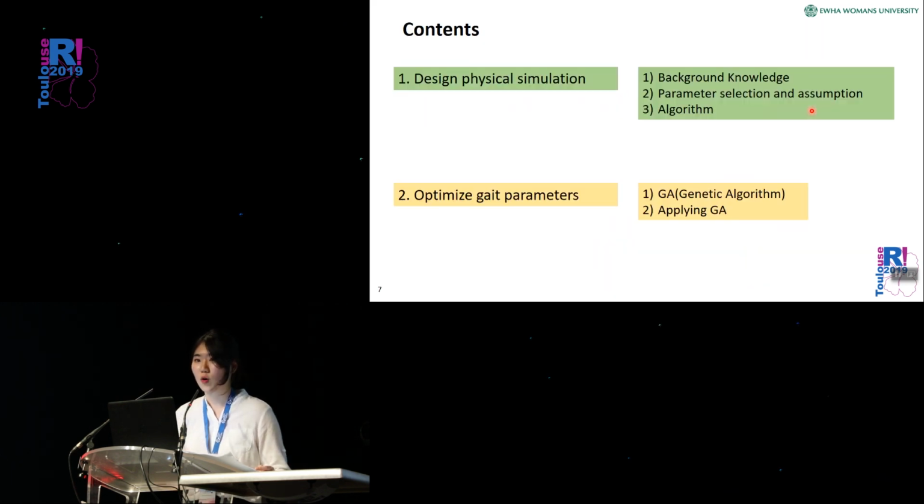This is the table of contents. Part 1 is about designing physical simulation. In this part, I will talk about background knowledge, parameter selection and assumption, and also algorithm. Part 2 is about optimizing gait parameters. I will talk about what is GA and how I apply GA to my physical simulation environment.